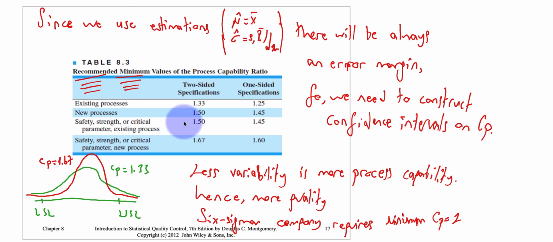Here, for example, the process quality ratio requirement is getting higher, right? Actually, it means that they're reducing the variability. Okay, in safety issues, for example, we need to reduce the variability, then we can get a higher process quality ratio, right?